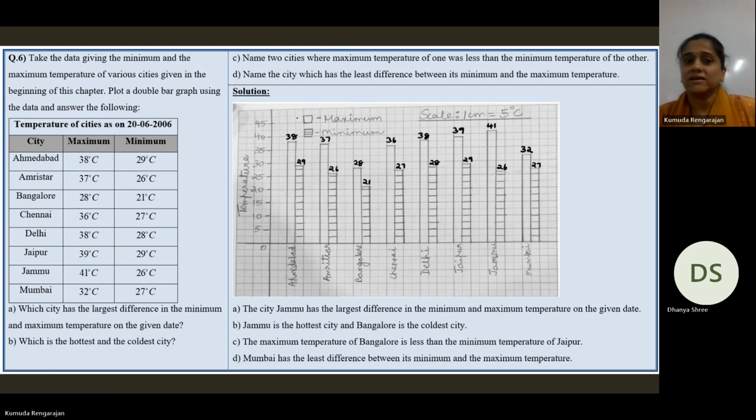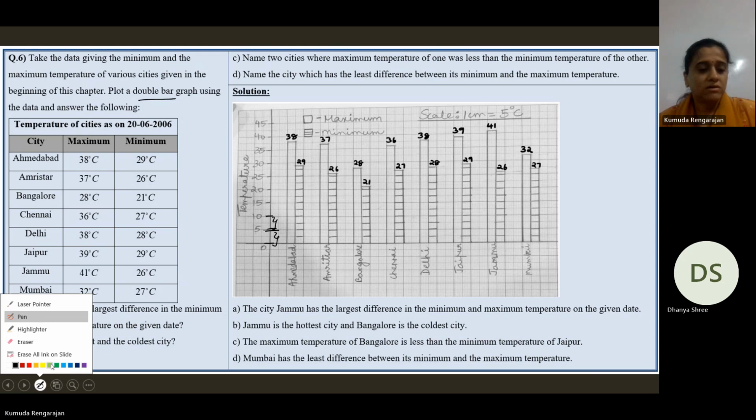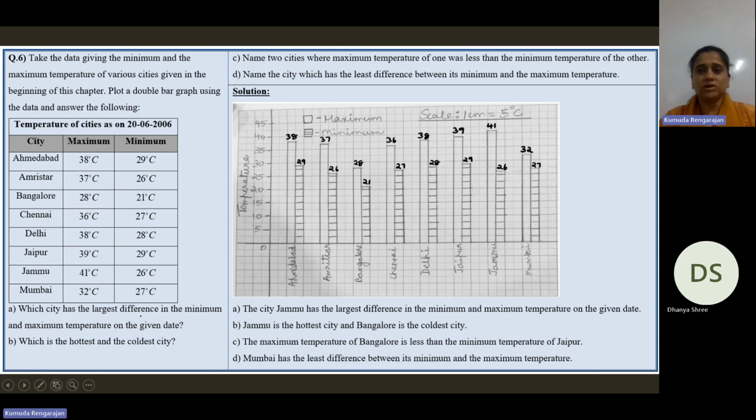Okay, the question is to make a double bar graph. So you can see it here. Now that you understand how to read the subdivisions between the two numbers, like between 0 and 5, and between the numbers 5 and 10, with this knowledge, you can make the double bar graph.